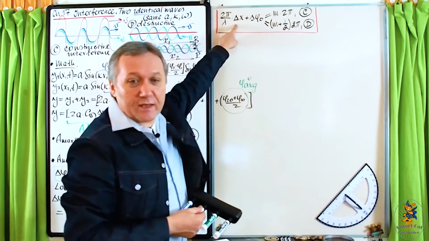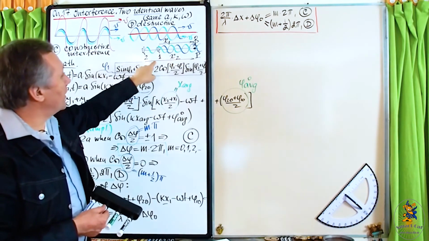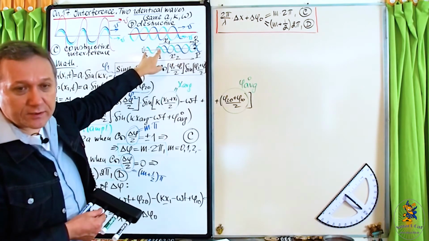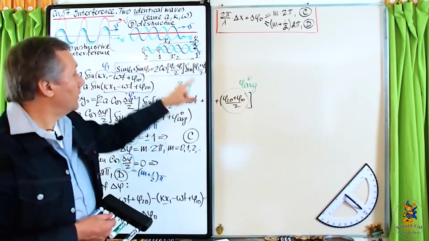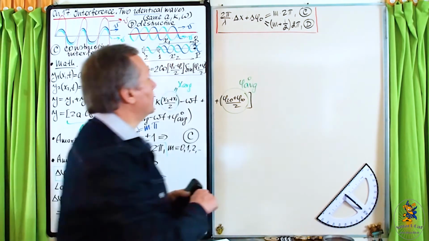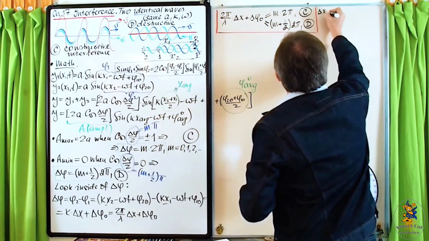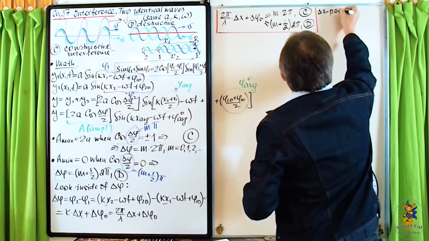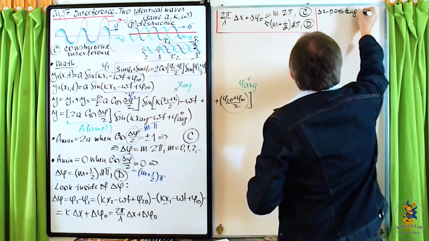So now let's label. Delta x, what is delta x? It's x2 minus x1. It's that additional distance that the second wave has to travel relative to the first wave. Delta x is called the path length difference. So let me write over here: delta x is path length difference.